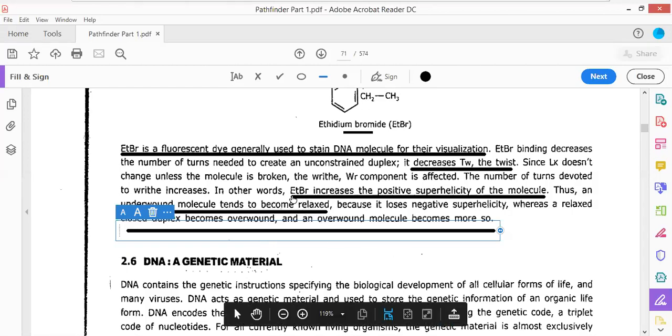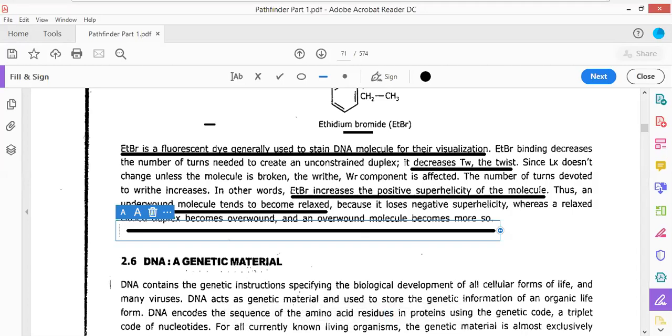So what is the function of ETBR? The function of ETBR is equivalent to the function of DNA topoisomerase 1. Topoisomerase 1 was also increasing the positive supercoiling. ETBR is also increasing the positive supercoiling. So Shreya, it is very clear to you and to other students that ETBR increases the positive supercoiling.